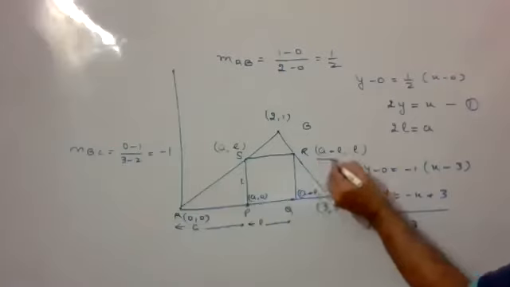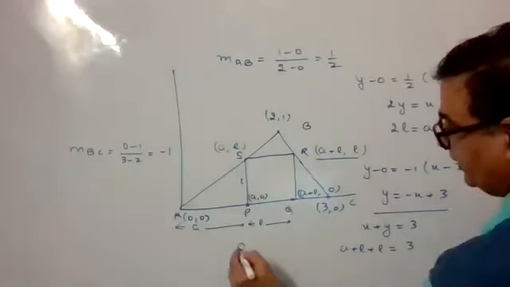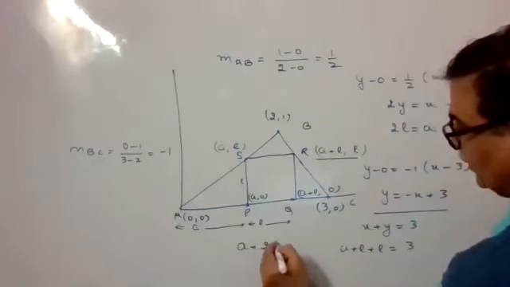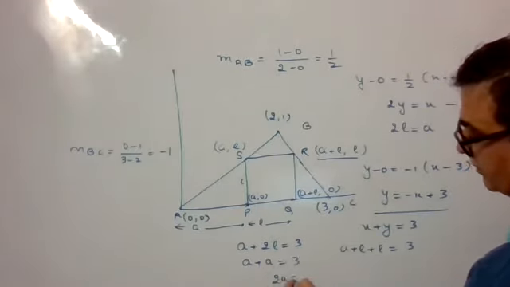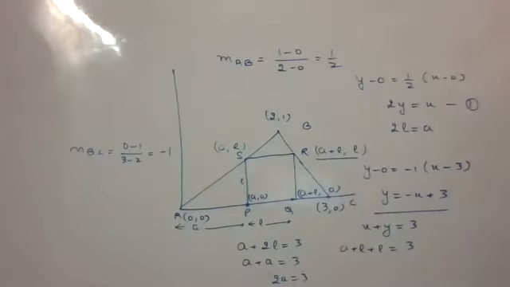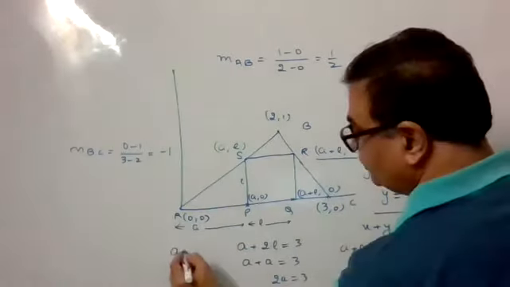Which point will satisfy here? The point A plus L comma L satisfies this. So can you put it here? A plus L plus L comes out to be 3. So I got A plus 2L comes out to be 3. 2L is given as A. So A plus A comes out to be 3. 2A comes out to be 3. That means what is A coming now? 3 by 2.